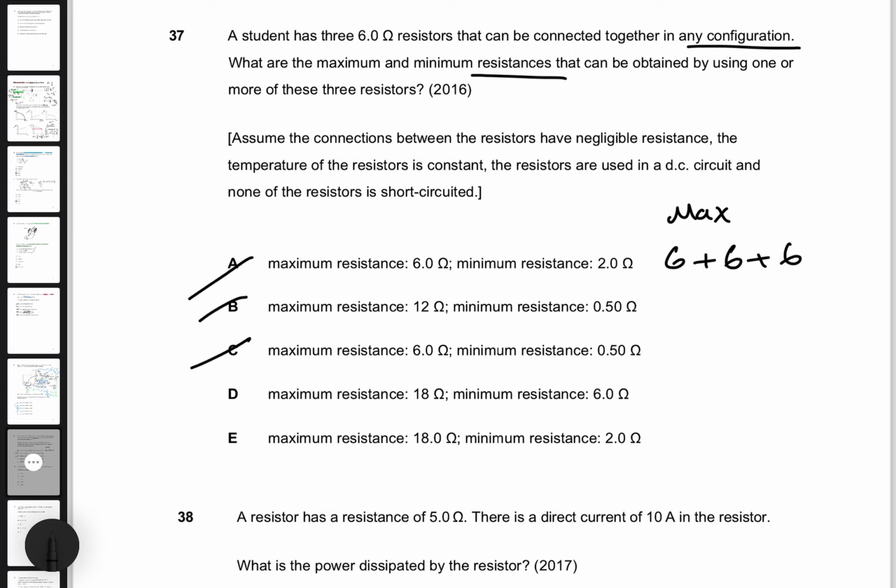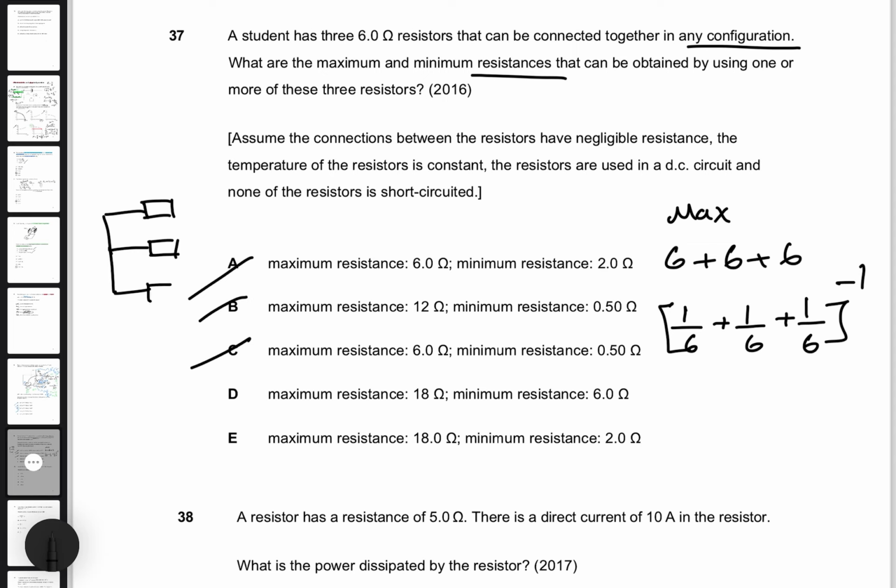That means choice C, B, and A are all wrong. The minimum resistance is when all of them are in parallel. So 1 over 6 plus 1 over 6 plus 1 over 6, raised to the negative power. That is when they're all connected in parallel to each other. So it looks kind of like this. This is when they're all in parallel. That's when they will have the minimum value.